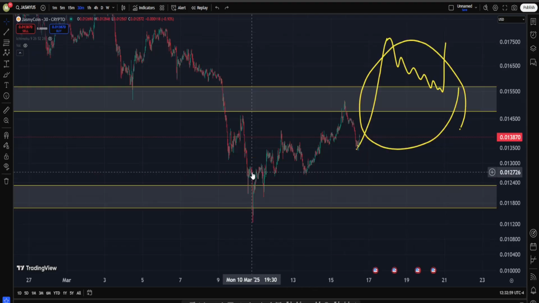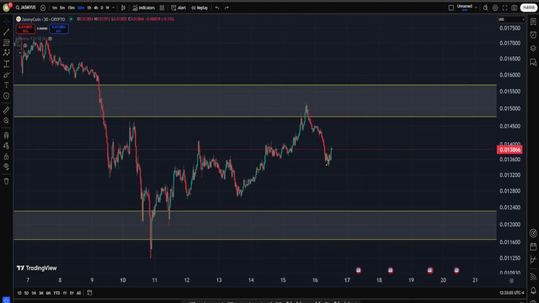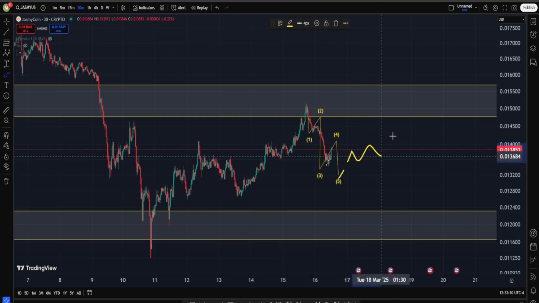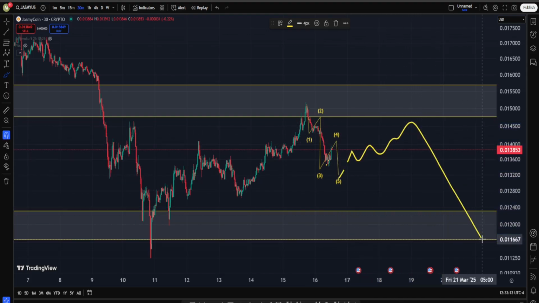However, based on what I'm seeing, I think right now it's a bit too soon to talk about this possibility. For now, I can tell you maybe this is going to be like a 1, 2, 3, 4, 5, and then we're going to have a very slow and choppy move up, which means after it, we may have another move down.